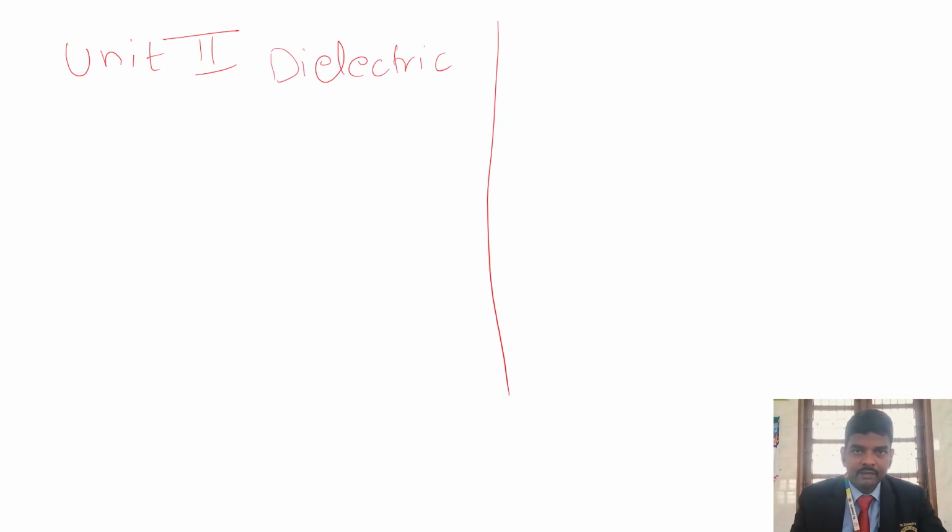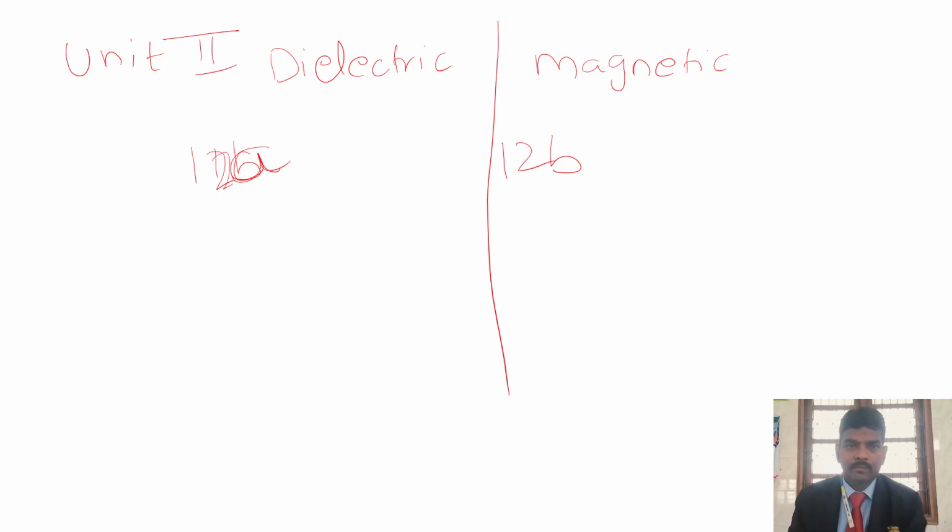In unit 2, the dielectric and magnetic, right? So unit 2 is very simple. So dielectric and magnetic. So either the 11B question, so not 11, 12A. 12A will be from dielectric and 12B from magnetic. Definitely either from magnetic and dielectric.